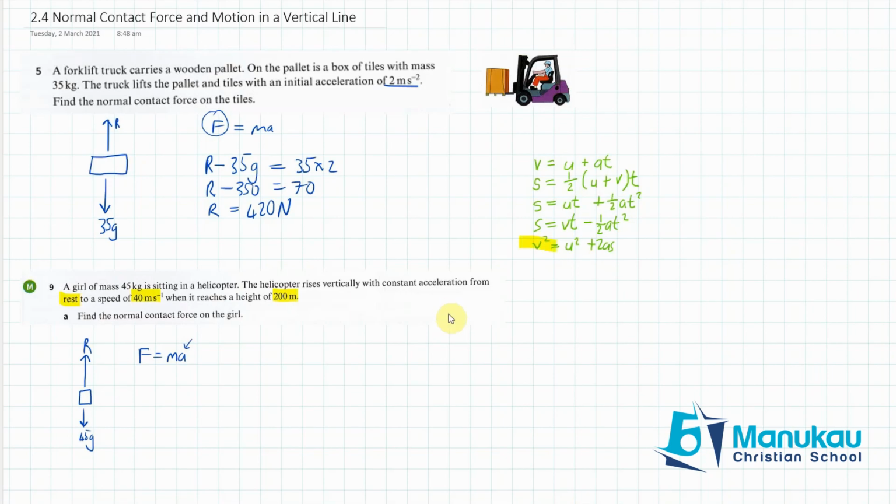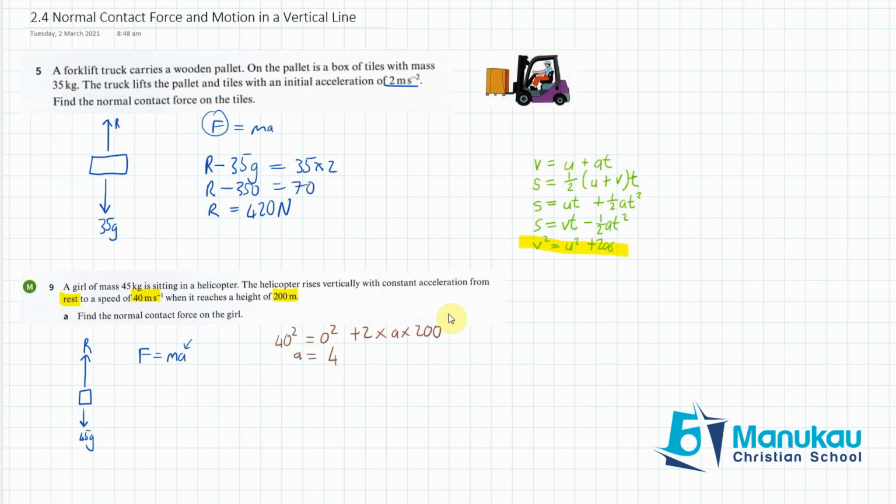So I'm going to use this formula here. 40 is my v. 40 squared is equal to my initial speed, which was 0, so 0 squared, plus 2 times my acceleration, which I don't know, but I do know that my height is 200. So acceleration equals 40 squared divided by 400. 40 squared divided by 400 is, what is that? That's 4, isn't it? Yes, 4.